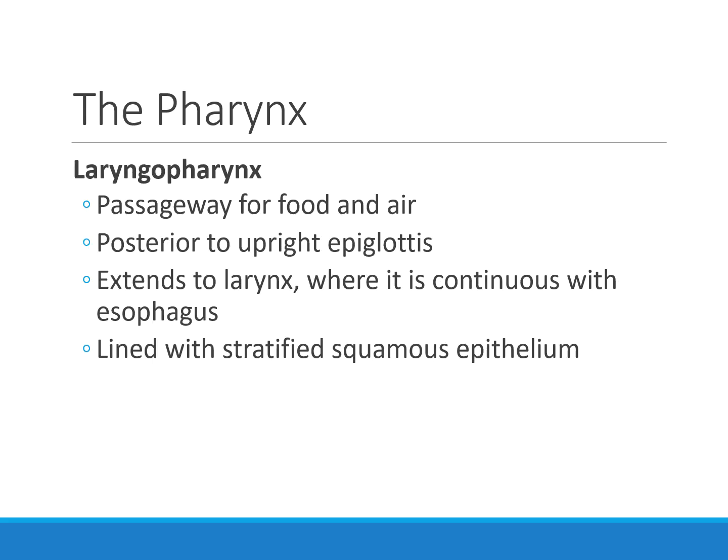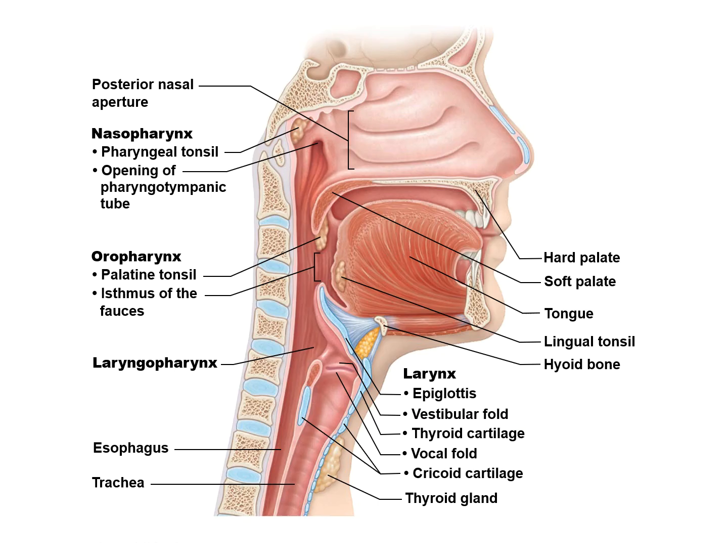The laryngopharynx is the last little chunk of the pharynx, which is a common passageway for both food and air. It is posterior to the upright epiglottis. So when the epiglottis is open, in other words, you're not swallowing food or water at that particular time, it extends to the larynx where it becomes continuous with the esophagus. It is also lined with stratified squamous epithelial tissue that is non-keratinized. So looking at those different regions and some of the structures that I was just talking about.